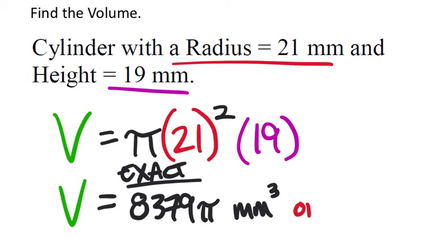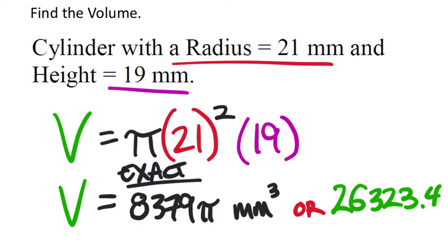Or, if we wanted an approximation, we're just going to push the double arrow button right above the enter button. And that will change this value into a decimal for us, which is probably more what we want. So this is 26,323. I'm going to round this to the nearest tenth. And again, this is in cubic millimeters right here.